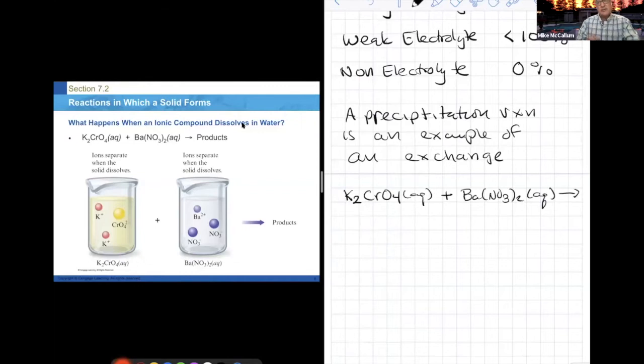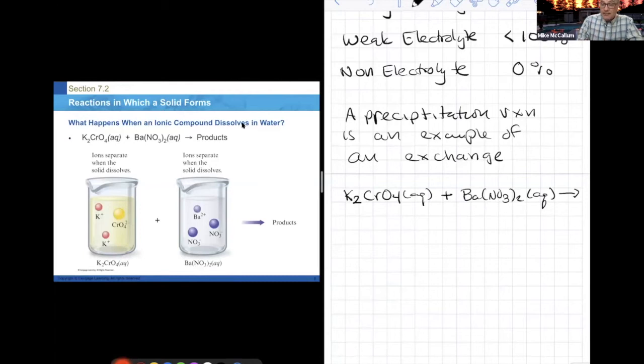Sometimes students ask me, does it matter which one occurs first? And it totally doesn't, right? You'll notice that a few minutes ago, I wrote the exact same reactant species the other way around. So now what we do is we write down the possible products, right? We pretend that we don't know what the product is.